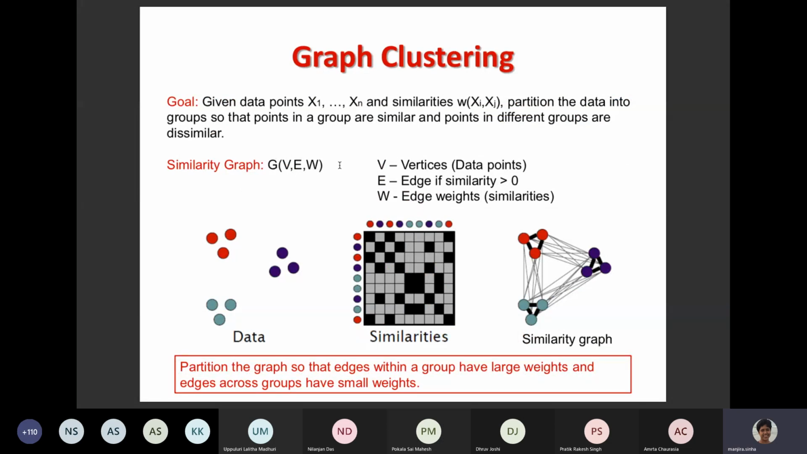what is graph data. That is a set of nodes, what we call vertices, and a set of edges. The edges may or may not have weights.